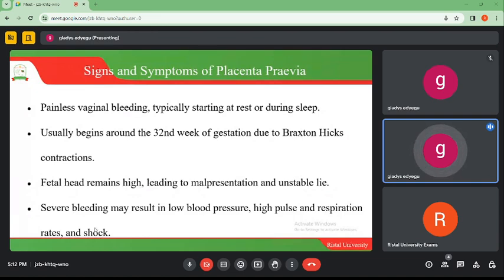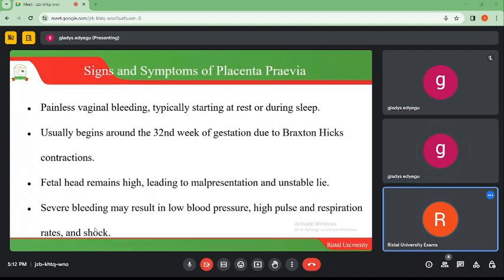Then there is severe bleeding, which may result in low blood pressure, high pulse and respiration rates, and then also shock. So when these mothers actually start bleeding, it's not something simple, especially when it is a grade 3 and grade 4. They can end up with profuse severe bleeding. Some mothers come when they have low blood pressures. Some of them end up in shock.